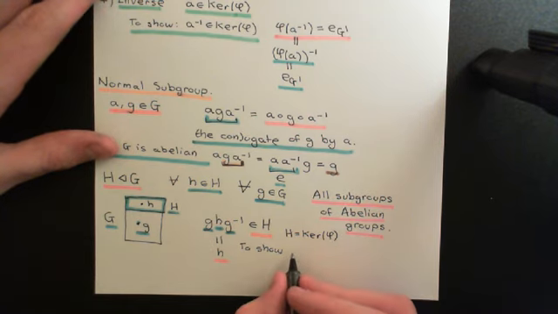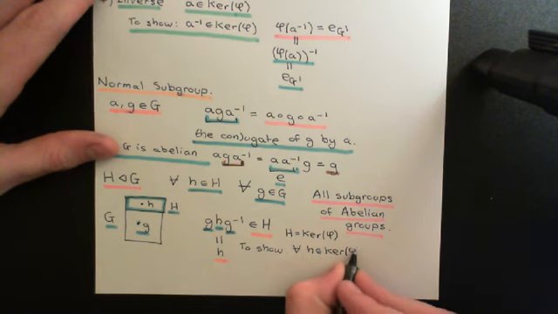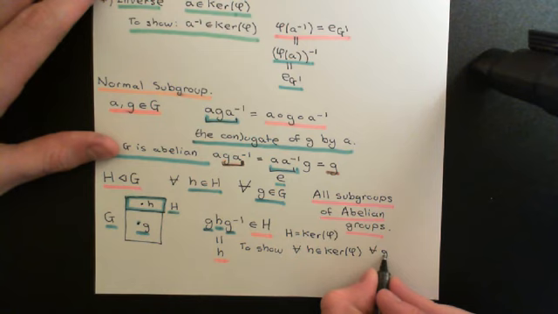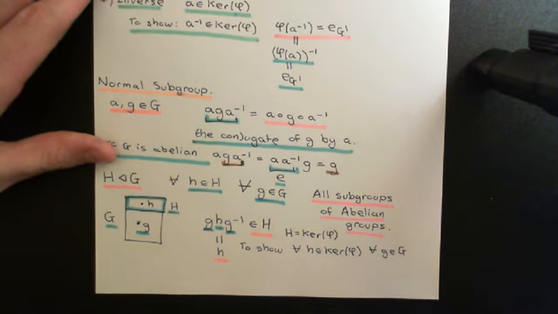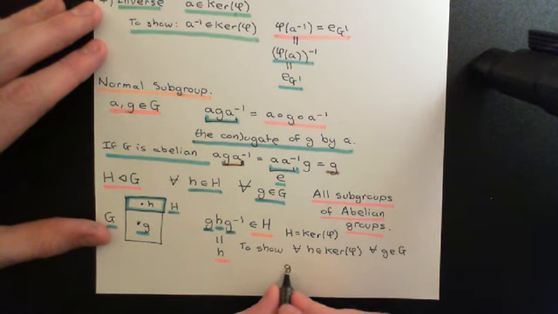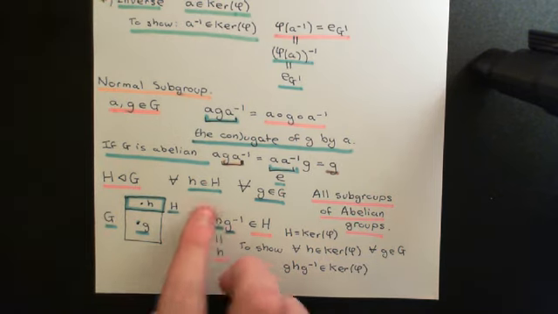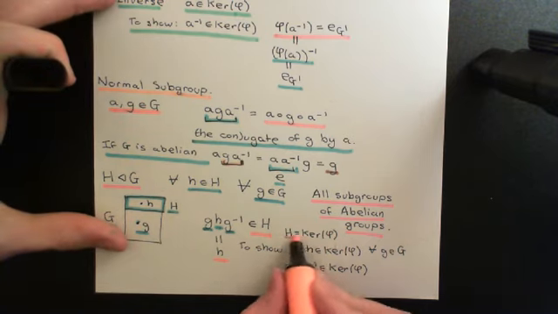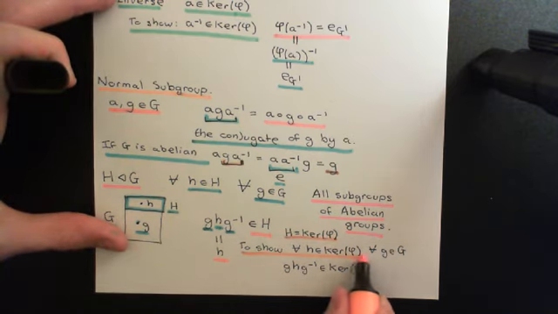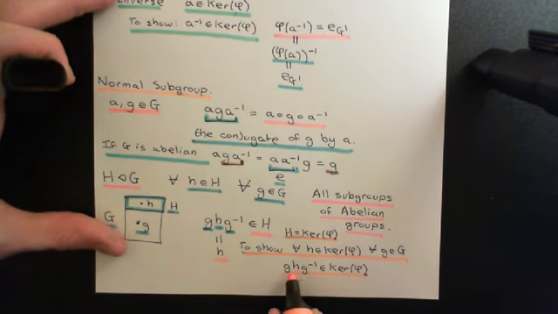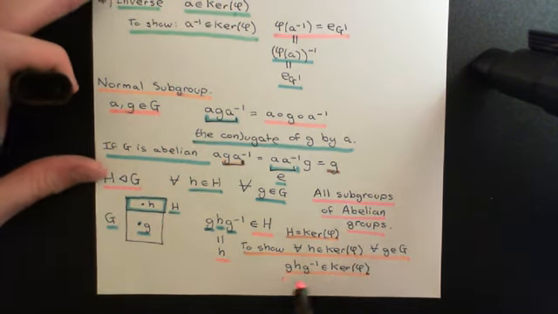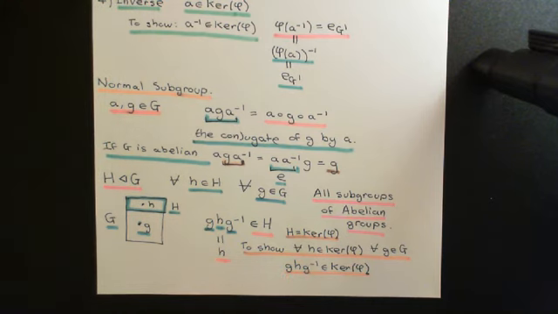Okay, and we want to show that for all little h an element of the kernel of the homomorphism, and for all little g an element of the larger domain group, GHG inverse is also an element of the kernel of the homomorphism. I've just taken this definition and substituted in capital H equal to the kernel of the homomorphism. So I need to show that if I conjugate any element of the kernel of the homomorphism by any element of the larger domain group, I get another element of the kernel of the homomorphism.